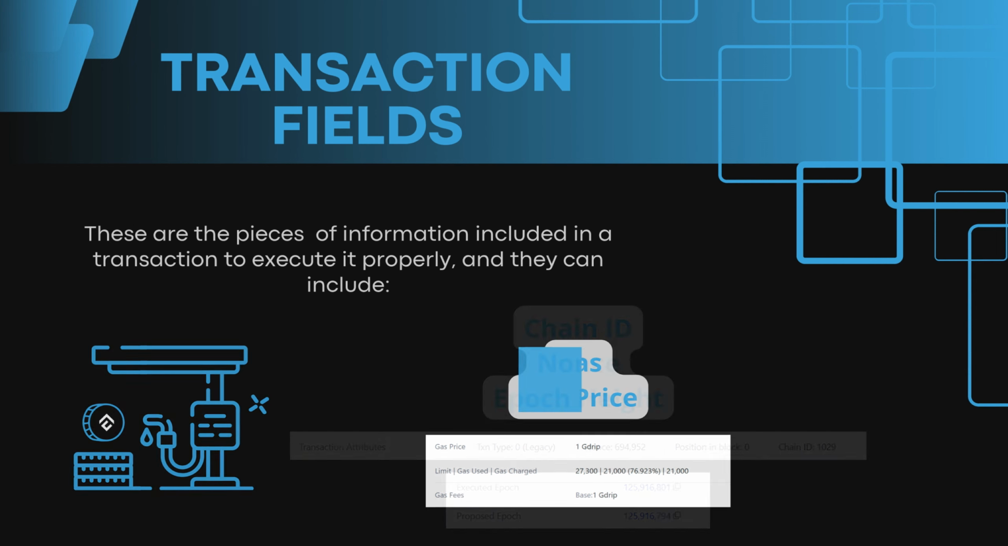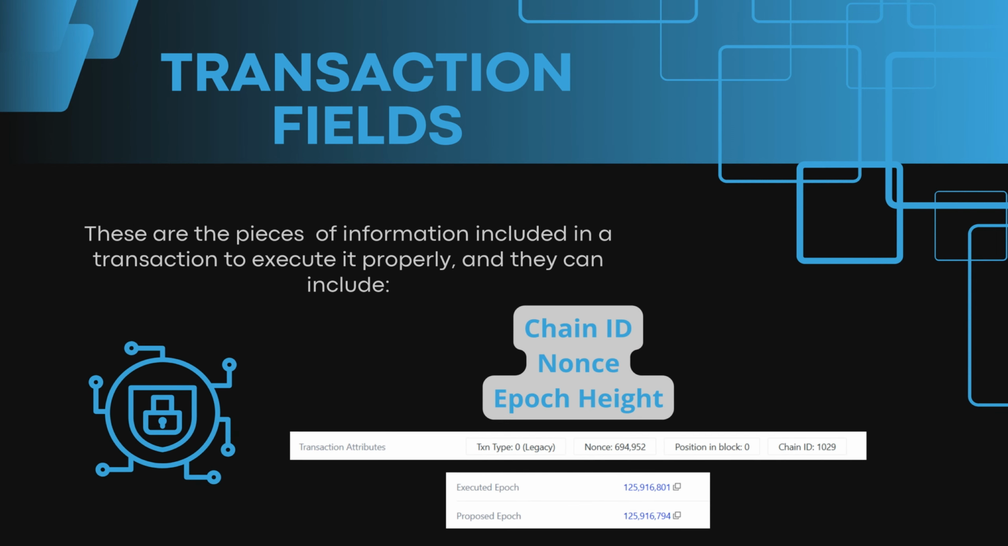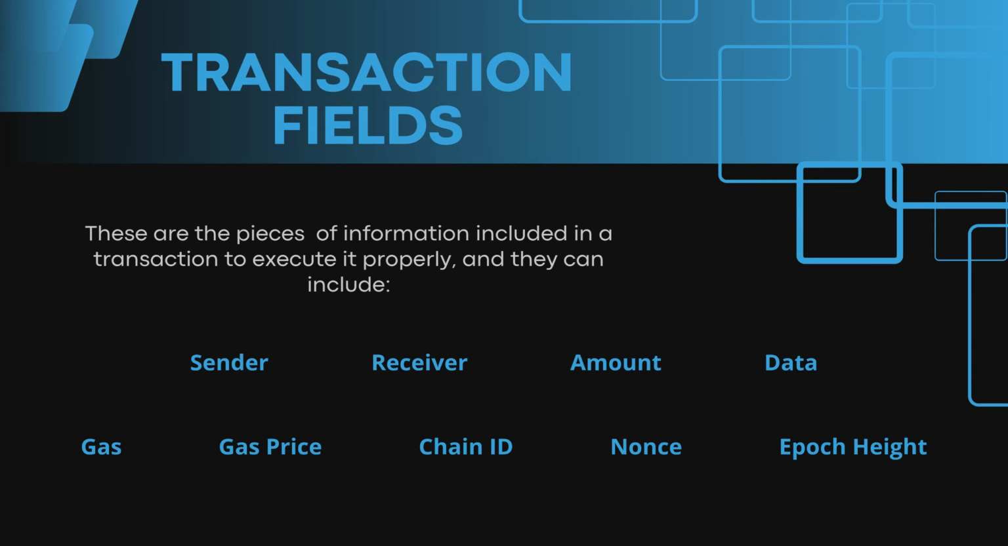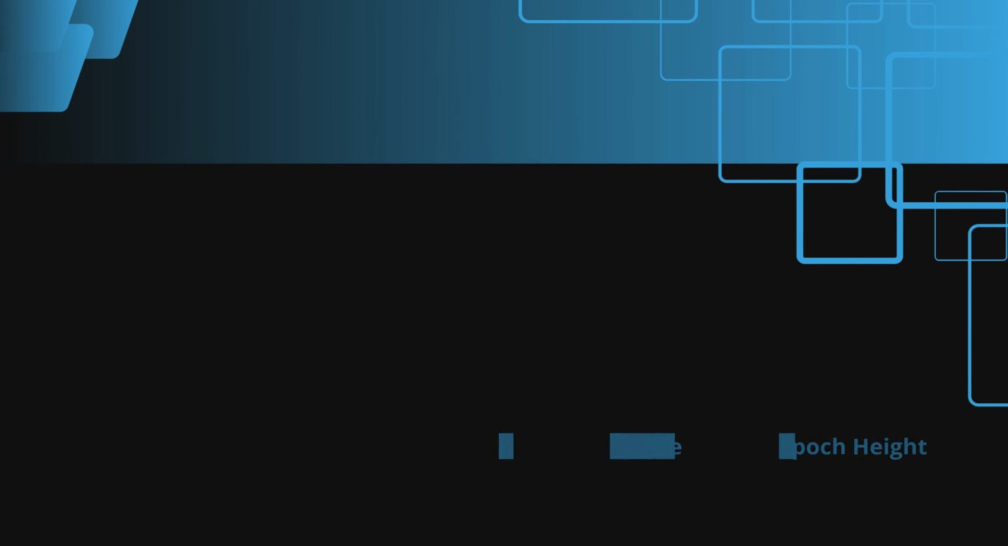For security, there are fields that make sure everything is legit. The chain ID prevents your transaction from running on the wrong blockchain. The nonce makes sure transactions happen in the right order, and the epochHeight sets an expiration time based on the epoch number. Now let's talk about what happens after you create a transaction.